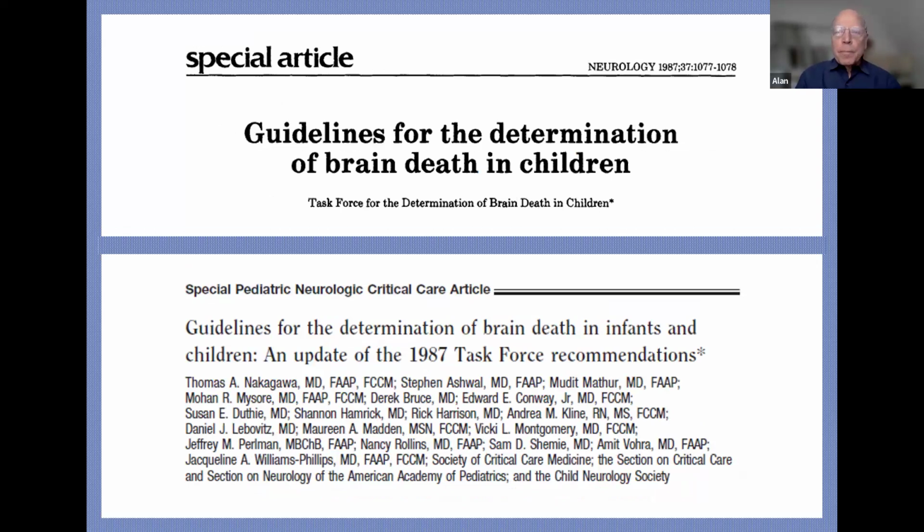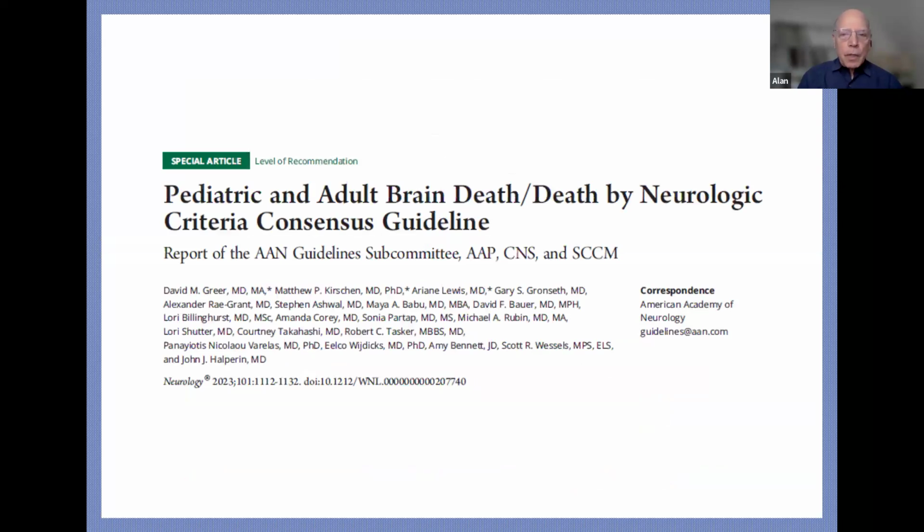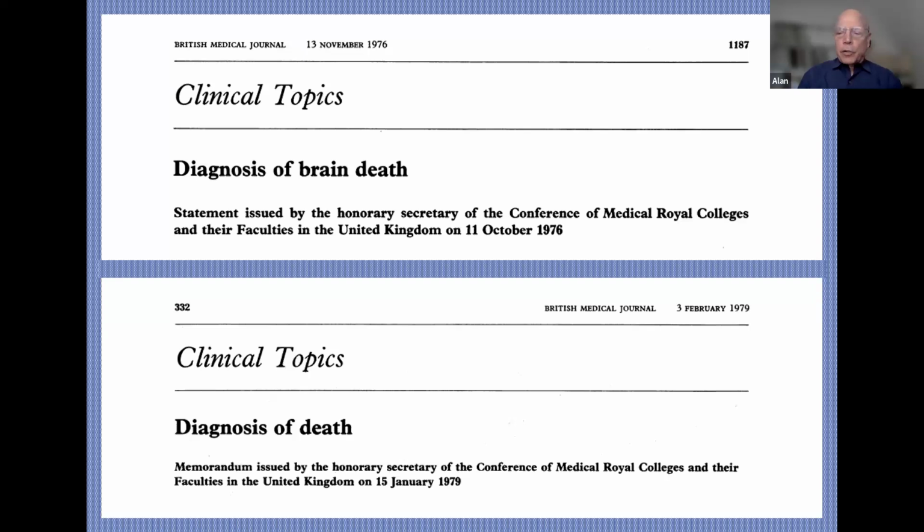On the pediatric side, guidelines for children were first published in 1987 and then updated in 2011. Most recently, the adult and pediatric guidelines were consolidated into this one grand guideline published in 2023 and endorsed by the American Academy of Neurology, American Academy of Pediatrics, the Child Neurology Society, and the Society for Critical Care Medicine. So that's the update I'll be talking about on the US side.